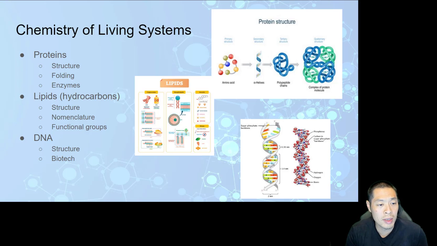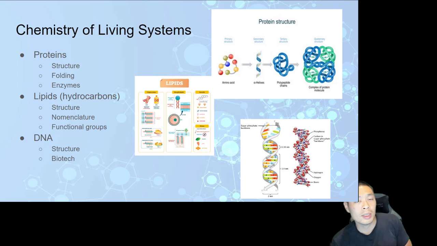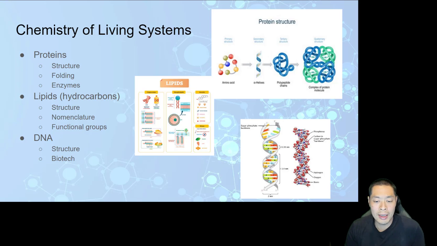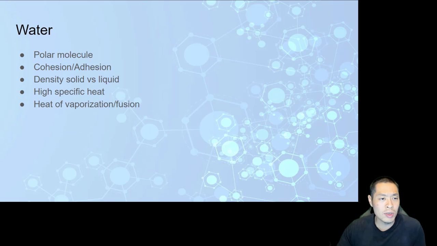Then we're going to do lipids, which is hydrocarbons. And we're going to talk about the structure of that, the nomenclature, and the functional groups that could be attached to it, and it'll give it different properties. And the last part is DNA or nucleotides and how that information is stored. And what's amazing is that water is incorporated in all three of these structures. The properties of water, or just the dynamics between oxygen and hydrogen. So that relationship in itself is going to determine how these shapes and forms interact with each other. So we're really going to focus on water right now.